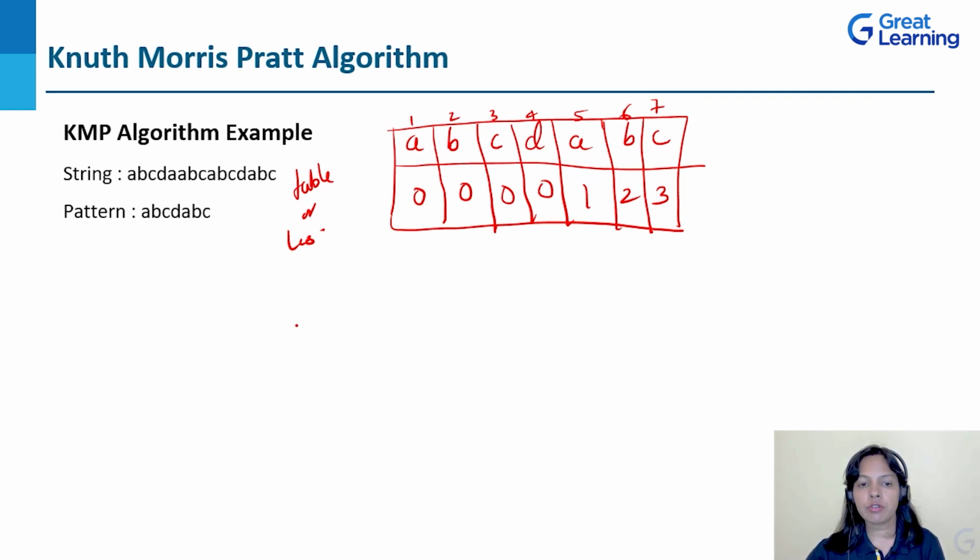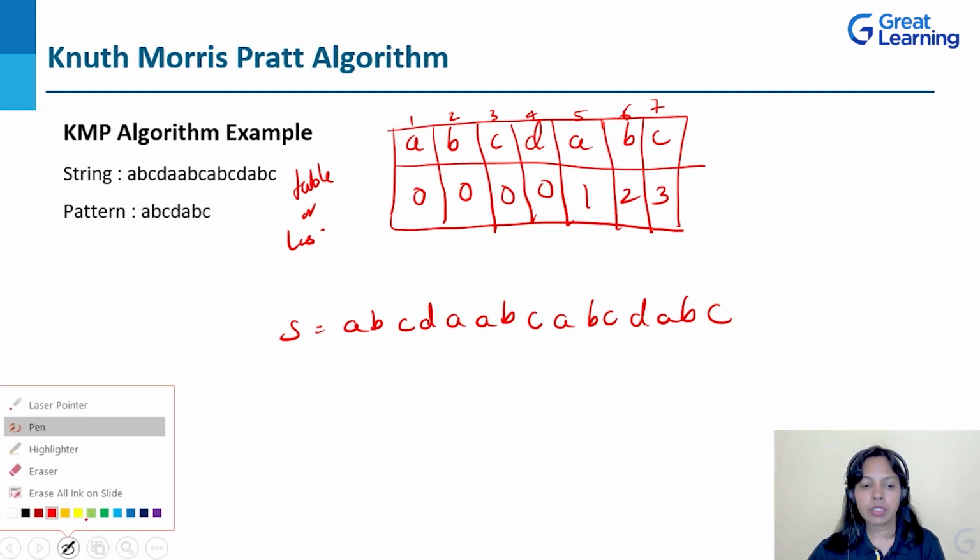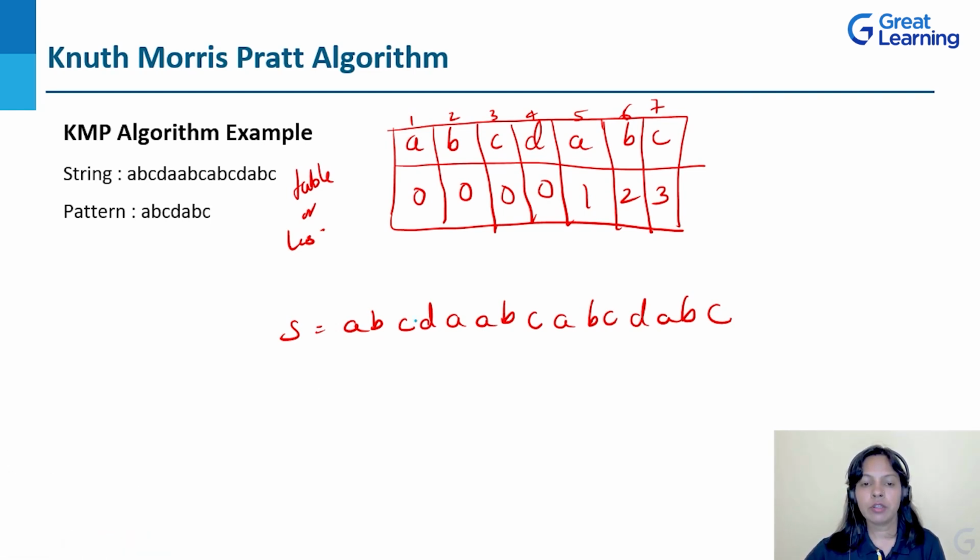Right? Now the given string is A, B, C, D, A, B, C, A, B, C, D, A, B, C. Right? And the given pattern is A, B, C, D, A, B, C, which you have to find in the given string. Now, again, here also to implement KMP algorithm, we have to use two pointers. One is your pointer to point every character of a string, another pointer to point every character of the pattern. So let me change the pen color to make it little clear here. So I and J, two pointers I'm going to use.